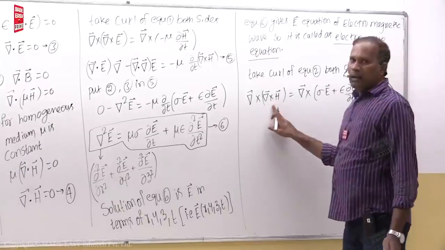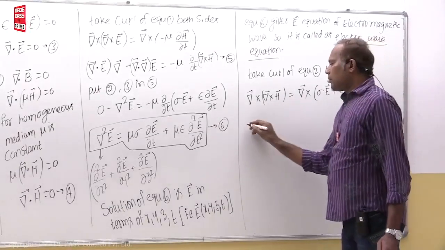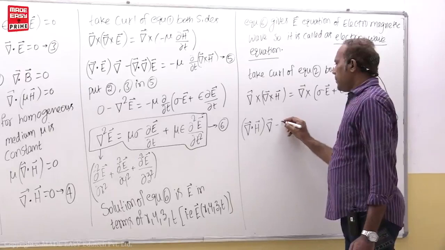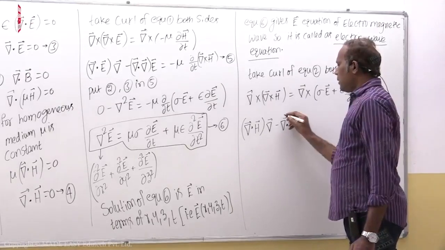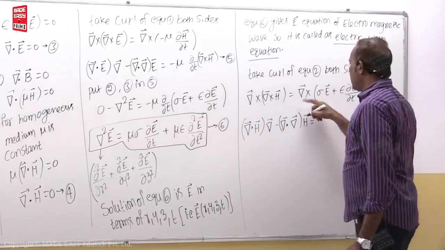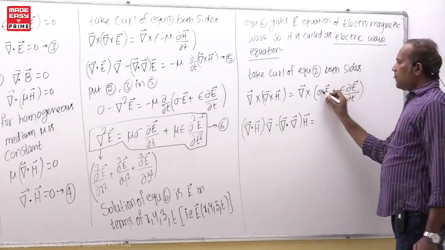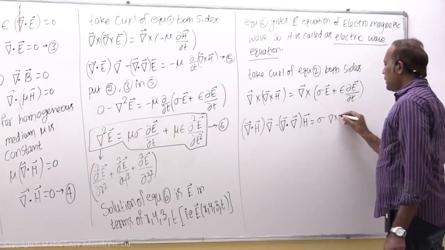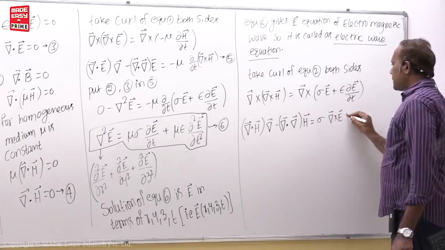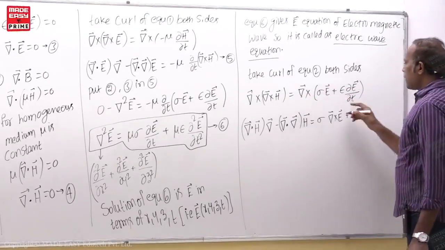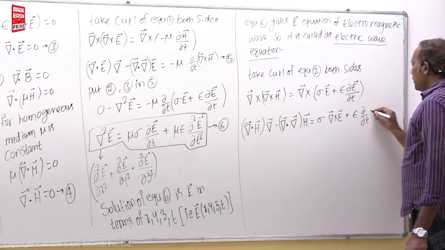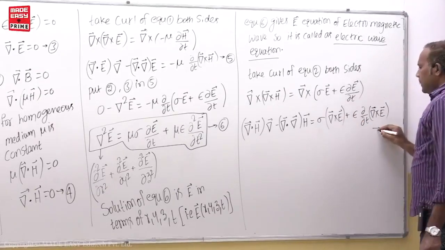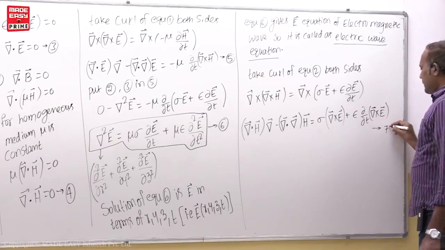Once again you expand this using the formula A bar cross B bar cross C bar. So that is del of del dot H bar minus del dot del of H bar is equal to, for a homogeneous medium, sigma is constant, it comes out. So sigma into del cross E bar, plus epsilon comes out, then del is not a function of time, so dou by dou t of del cross E bar. Let us say this is equation number 7.